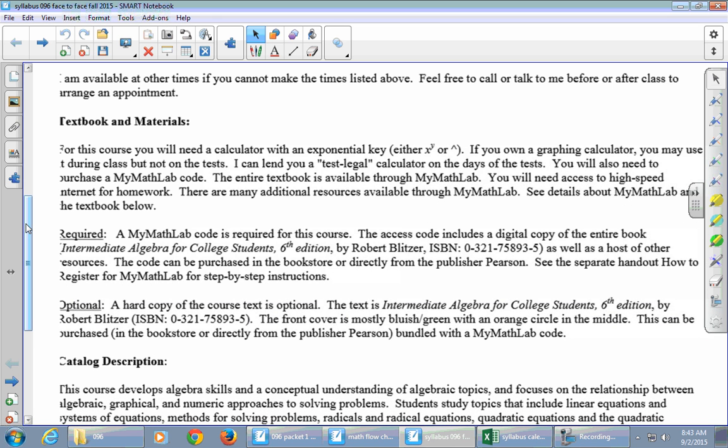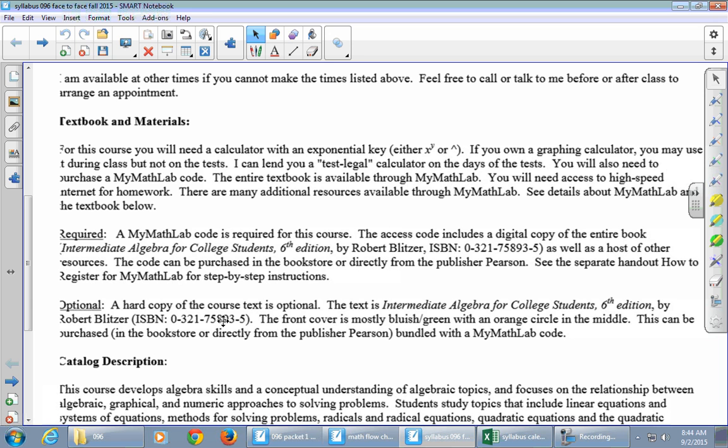Raise your hand if you've used something called My Math Lab before. Just a couple of folks, which is fine. So we'll have a lot to say about My Math Lab, but just the nutshell summary here. My Math Lab is where you're going to do all your homework. It's on the computer. It's a web page, and that's how you'll do your homework. It also has a digital copy of the entire textbook. So you can see here it says optional is a hard copy of the course text. So you don't need to buy a hard copy, but if you really want to have the hard copy, you can buy one. But the entire textbook is online with your My Math Lab code.